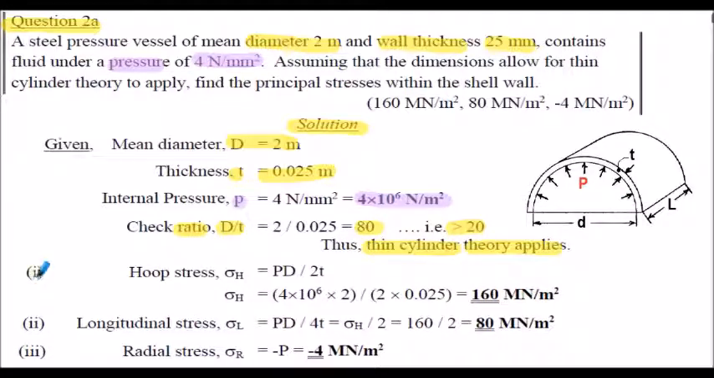Then I've calculated my hoop stress, so sigma H in this case is 160 meganewtons per meter squared. We're working in millimeters, that's 160 newtons per millimeter squared.